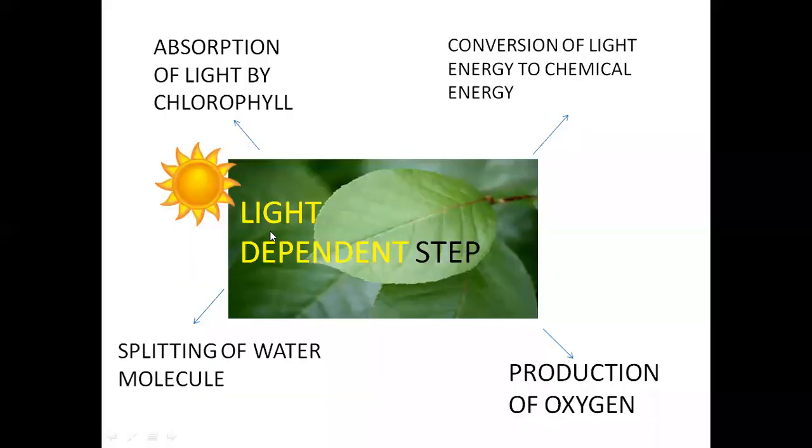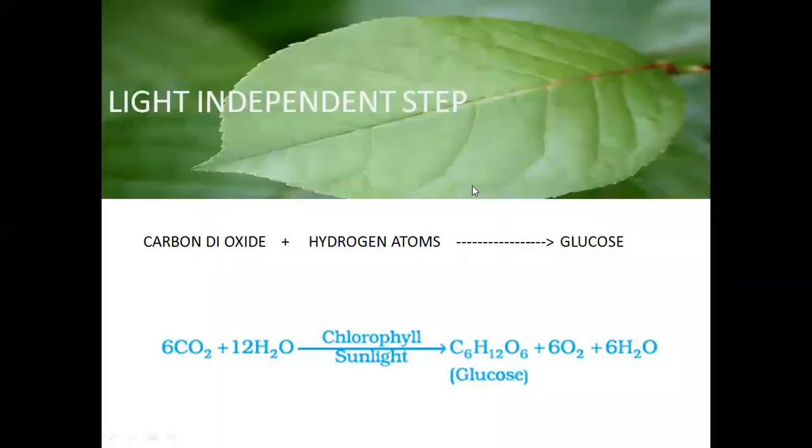Now let us revise what we studied. In photosynthesis, we had two steps: the light dependent step, in which there is absorption of sunlight by chlorophyll, then light energy is converted into chemical energy. At the same time, there is splitting of the water molecule into oxygen and hydrogen atoms, and the oxygen is released into the environment. In the next step, which is the light independent step, means for this step to occur, the plants do not need sunlight. Here the carbon dioxide gets hydrogen atoms and it gets reduced to glucose.